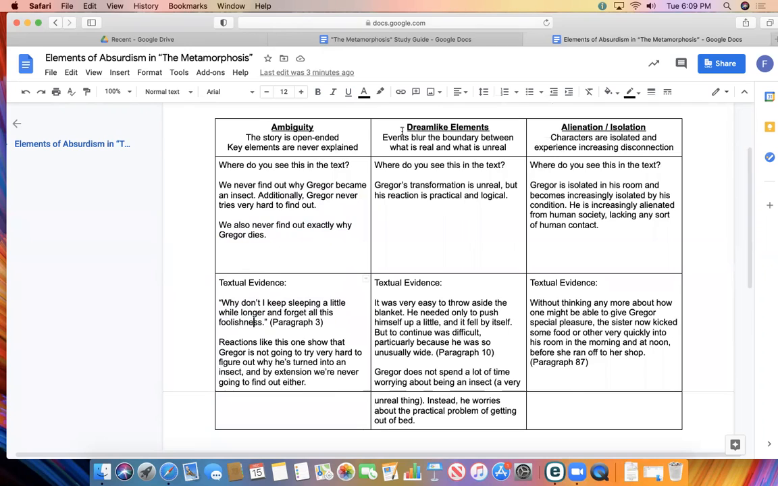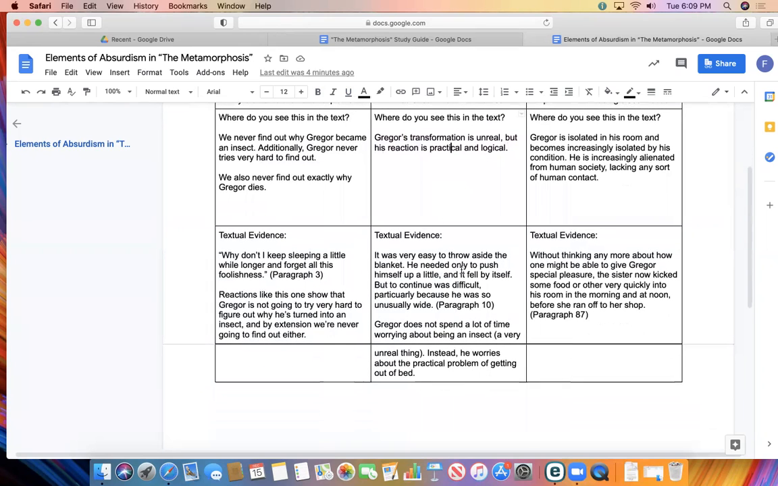Moving on to the middle column, you're looking for dreamlike elements in this story. One example of this is how you have Gregor's transformation, which is very unreal, put together with his reaction, which is very practical and logical. This shows you this element where the boundary between what is real and unreal is blurred. So Gregor's transformation feels very unreal, but his reaction is real. It creates a confusing parallel between those two things.